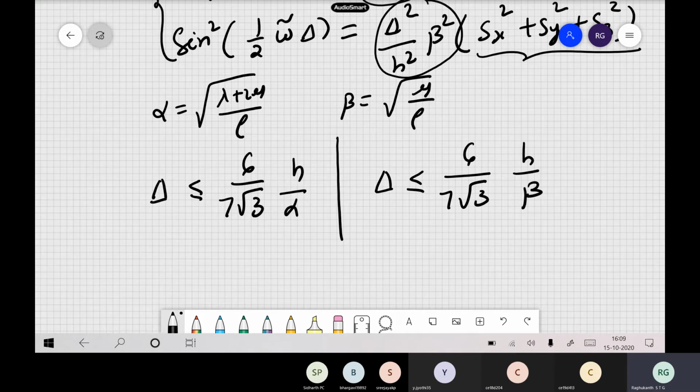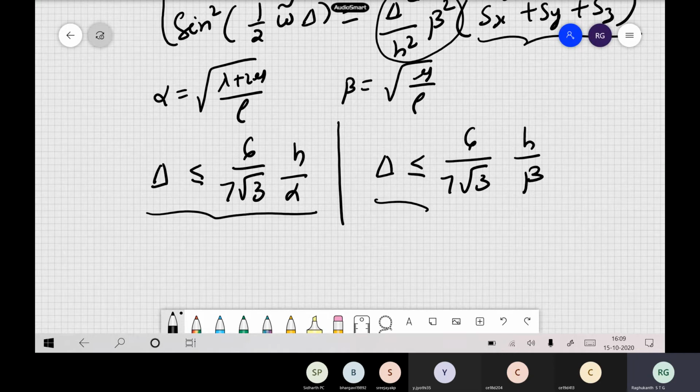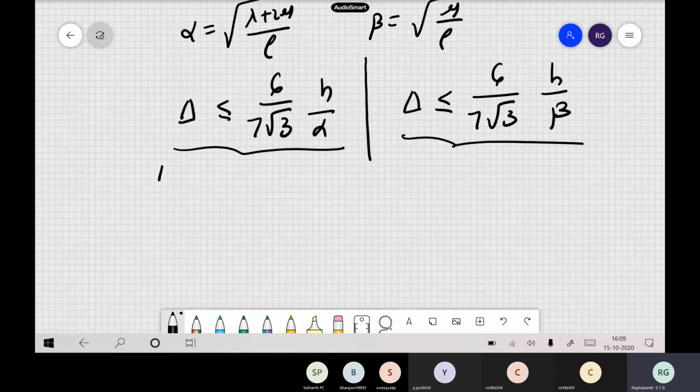So this is how this comes. You can plot them and verify the stability equations for a variety of cases. So this is the delta t, that is the time increment. Your time increment should be selected based on these two. Now which one will you select?